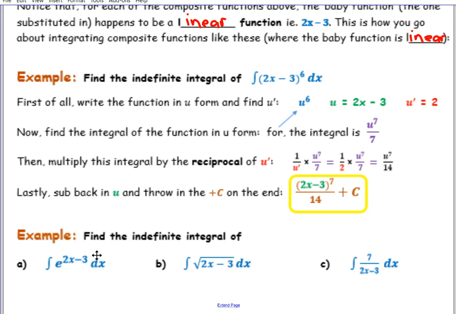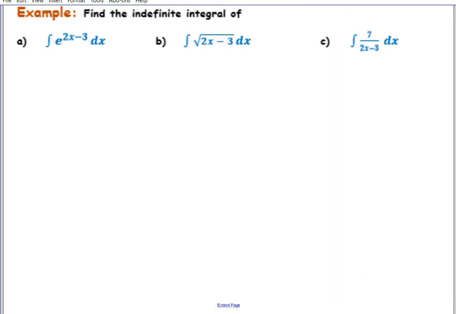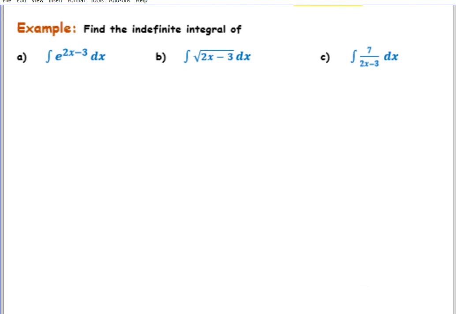And then we integrate the mother, and then we multiply the reciprocal of the derivative of the baby by the integral of the mother, and then sub in the baby and put a plus c on the end. So if you've got a nice way of laying it out, I don't give you much space, do I? The mother I do in blue.